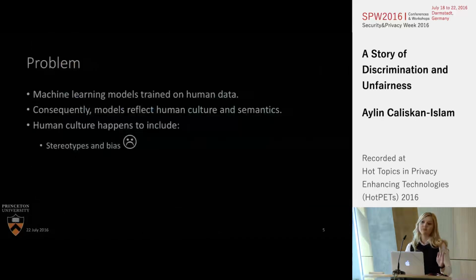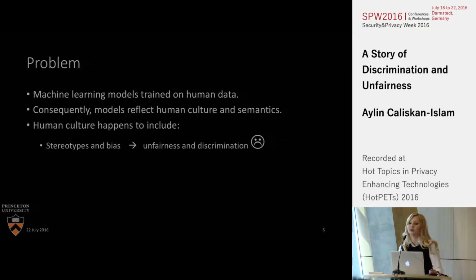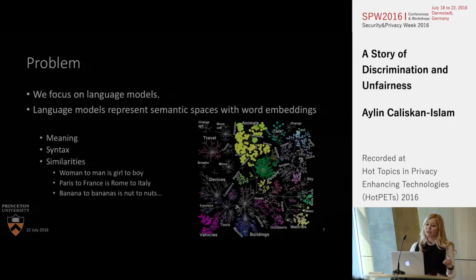This is our question. Is there a risk in relying too heavily on machine learning algorithms that are able to make you end up in jail or convict you? Here, we know that machine learning models are trained on human data, and human data reflects human culture and semantics. And unfortunately, human culture and society happens to include stereotypes and bias. As a result, the machine learning models and algorithms that we get end up having unfair and discriminating information and decisions in them. And in this work, I will focus on language models.